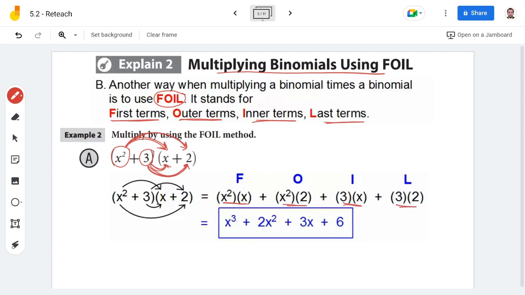So now multiply them. x squared times x, x cubed. x squared times 2, 2x squared. 3 times x is 3x. 3 times 2 is 6.